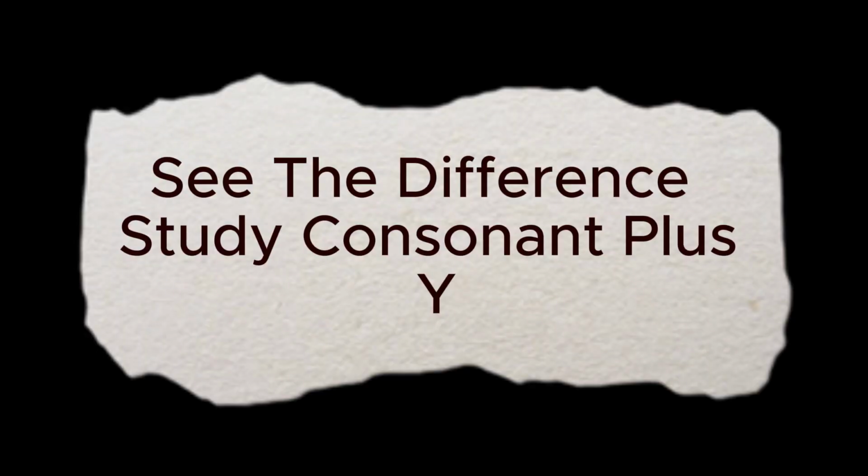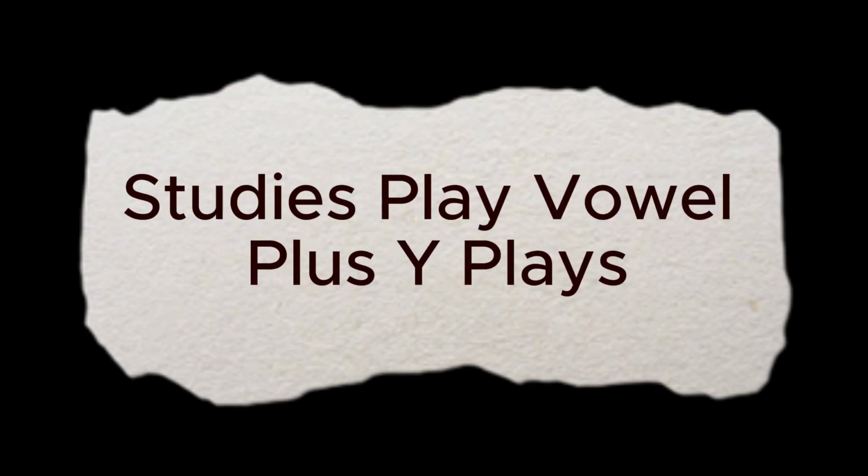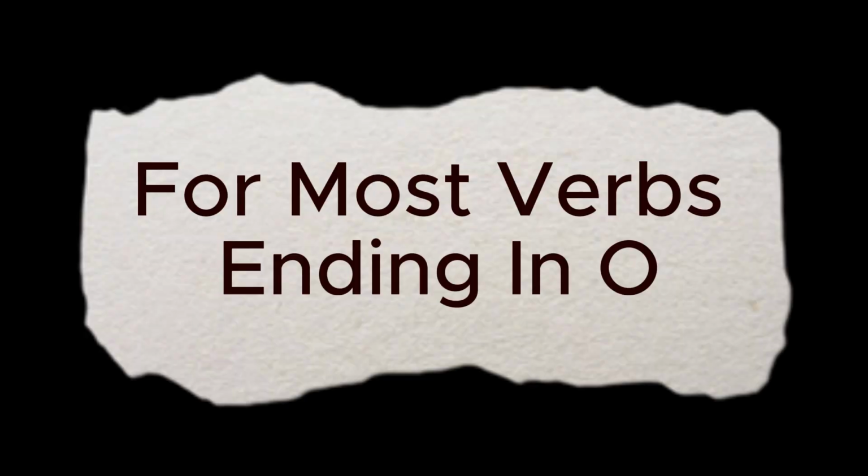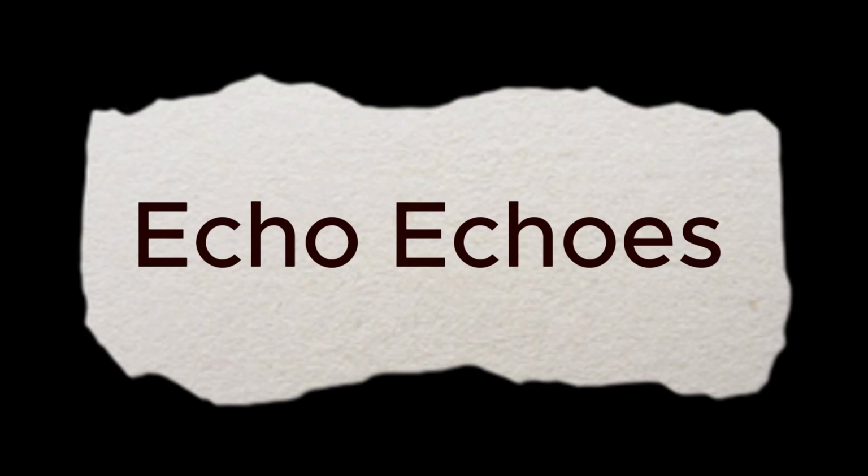See the difference? Study, consonant plus y, studies. Play, vowel plus y, plays. Rule number 5. Verbs ending in o add es. For most verbs ending in o, add es. Examples: go, goes; do, does; echo, echoes.